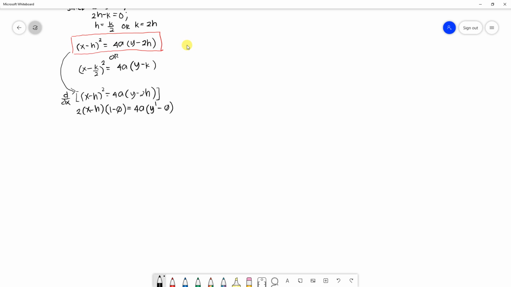Okay, so ayusin ko muna yung first derivative. This is just 1. So we have 2(x minus h) is equal to 4a y prime, kasi 0 naman siya. Tapos reduce pa natin kasi meron siyang common GCF of 2. If I divide both sides by 2, we have x minus h equals 2a y prime. So let this be our equation number 1. Baka magamit natin mamaya. Okay, so this is the first derivative.